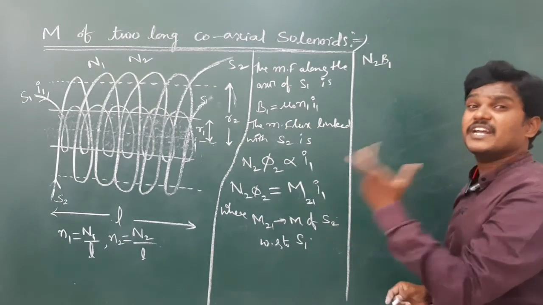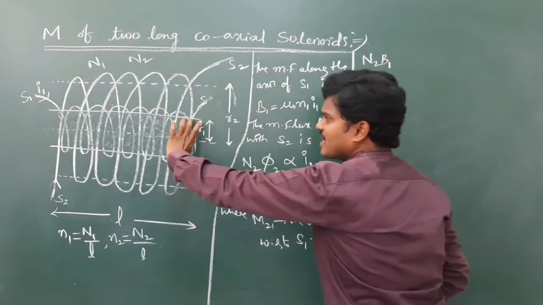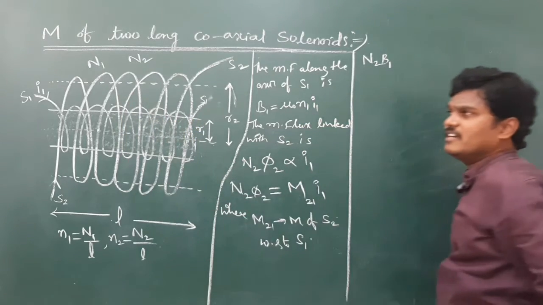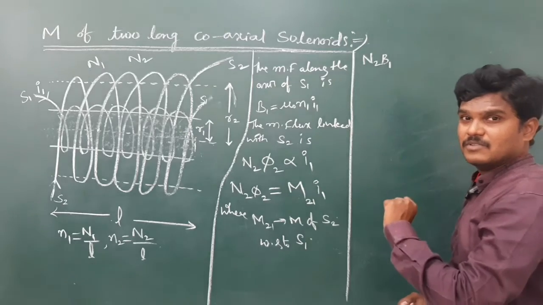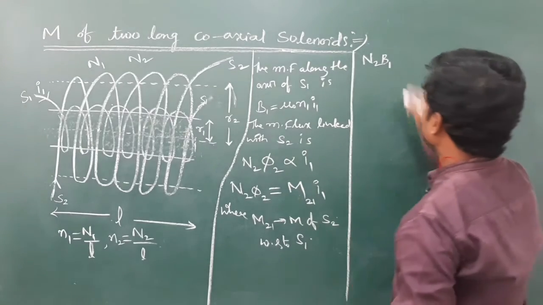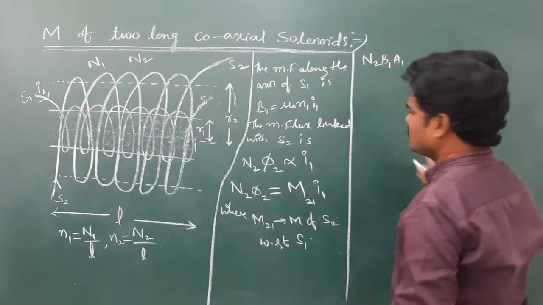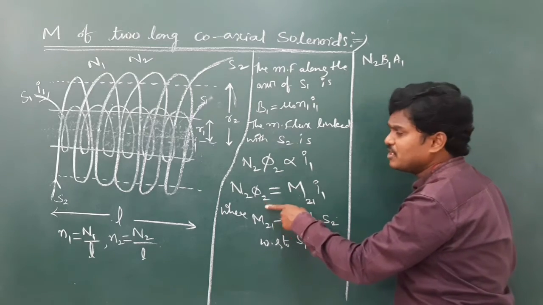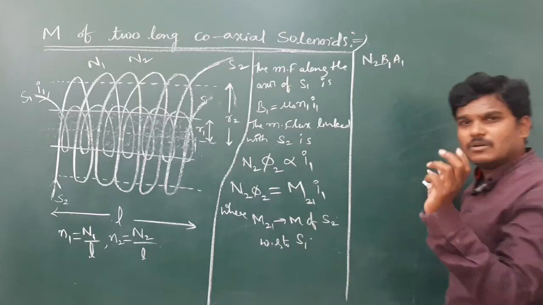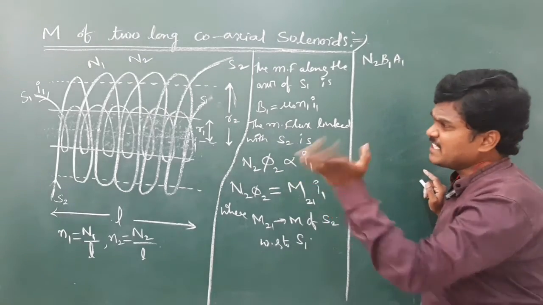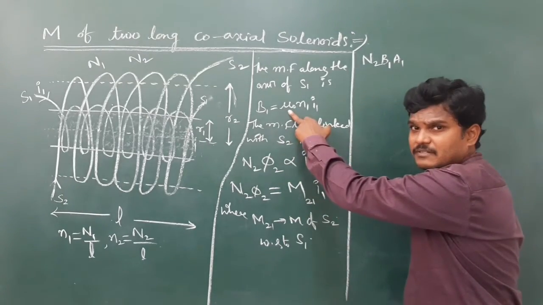A is nothing but the area of the magnetic field region. So A1. Don't think of phi 2 as anything but B2 A2. Phi 2 is the product of B and A. What is B? This is the B.